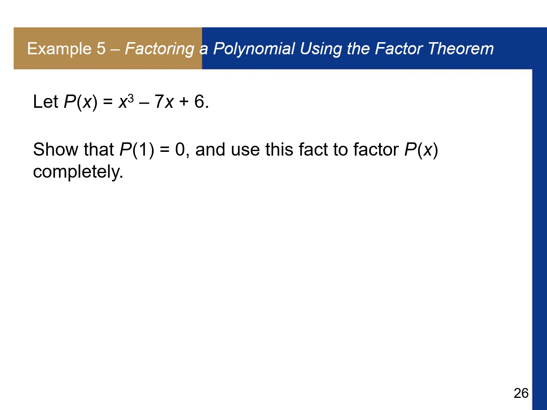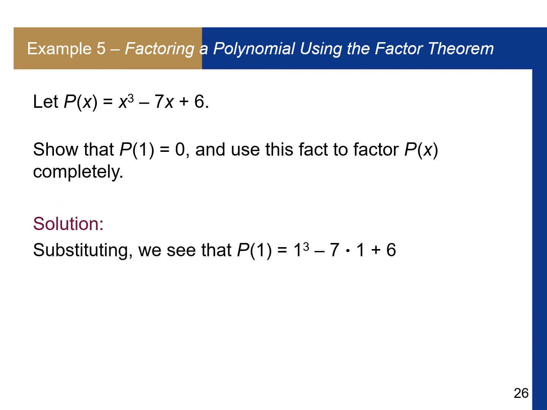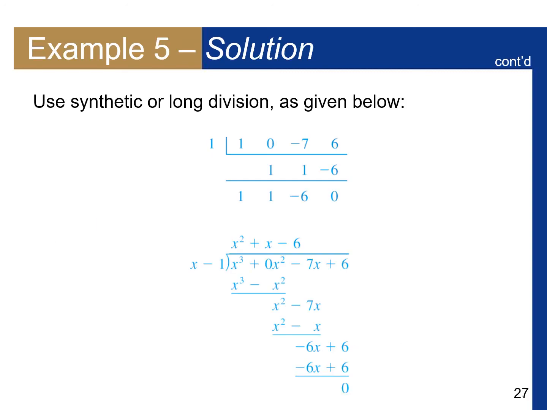So they want us to show that p of 1 equals 0 and factor p of x completely. So I put in my 1 value, substitute it into the equation. When I do that, I'll get 1 minus 7 plus 6, and that is 0. So that tells me that x minus 1 is, in fact, a factor of p of x.